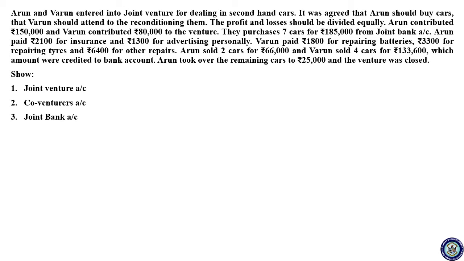Now, what does joint venture mean? It is like a P&L account, like a trading account. In the manufacturing or trading sector, you prepare the trading P&L account, or in the non-trading sector, you prepare income and expenditure. In a joint venture, it is similar to the trading P&L account or income and expenditure account. The balancing figure is either profit or loss, which is to be transferred to the co-venturers, because they are the partners, or the parties. Now we'll discuss the problem.